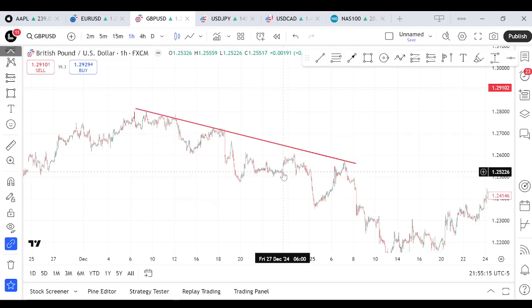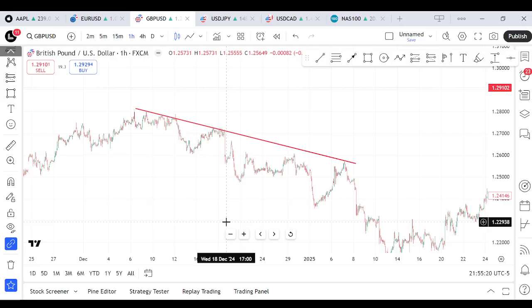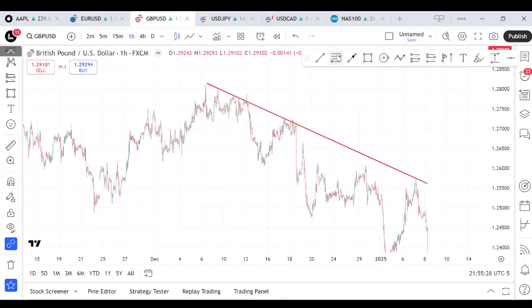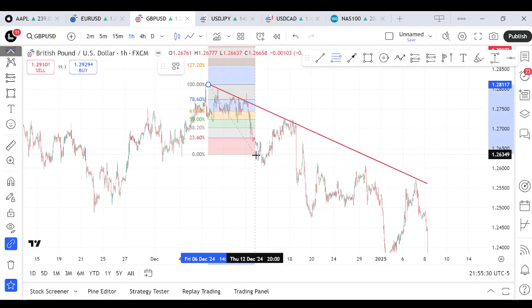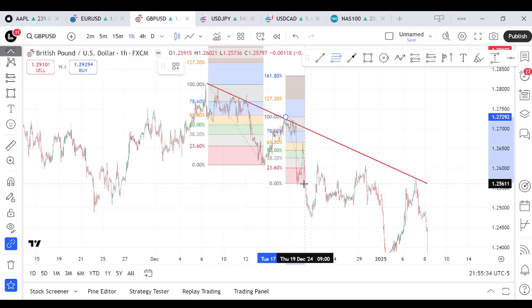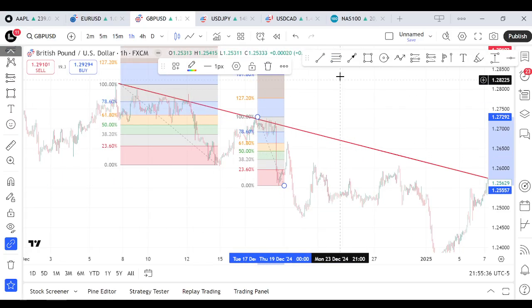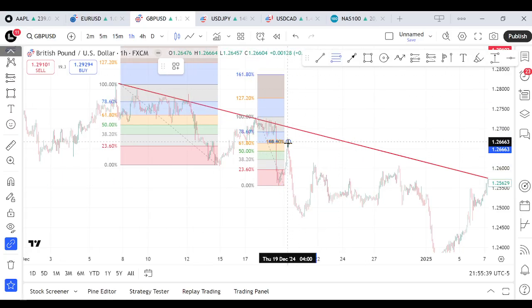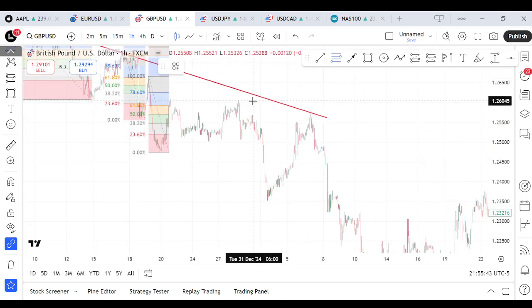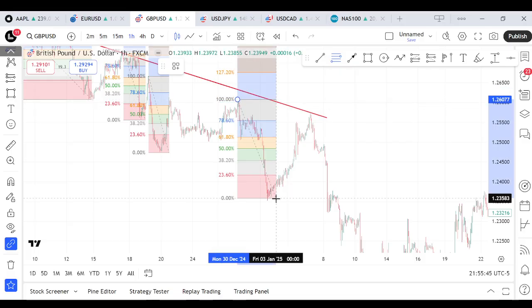So after that, once you've identified the trend, plot Fibonacci retracement levels, and to do this you have to locate the most recent swing high and swing low on your chart. So looking at this downtrend, we have this swing high to this swing low. We also have this swing high to this swing low. We also have this swing high here all the way to this swing low, and it goes on. We have this swing high here all the way to the swing low.